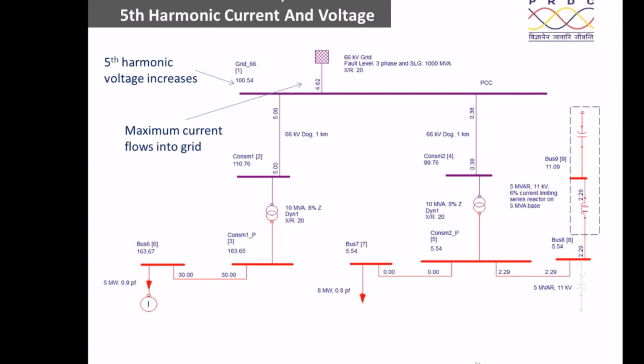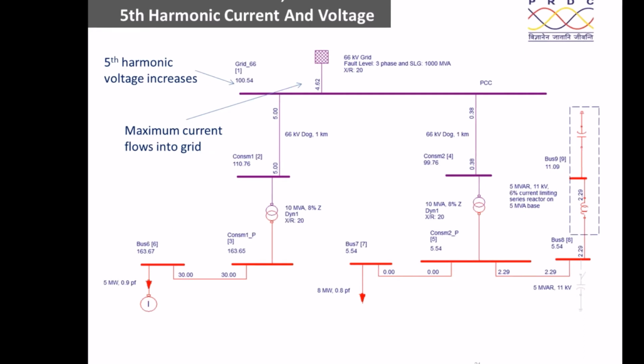Because the maximum current is going to the grid, the 5th harmonic voltage increases, because this current multiplied by the source impedance is the voltage here. The 5th harmonic current multiplied by the 5th harmonic impedance here is the 5th harmonic voltage here.